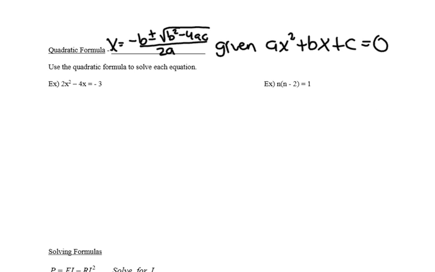So my quadratic formula, as I've written out already for us, is x equal to negative b plus or minus the square root of b squared minus 4ac all over 2a, given you have a quadratic equation that is set equal to 0. Okay, so let's use the quadratic formula to solve each of these equations. Remember, you want to have these quadratic equations set equal to 0. So I've got to add 3.